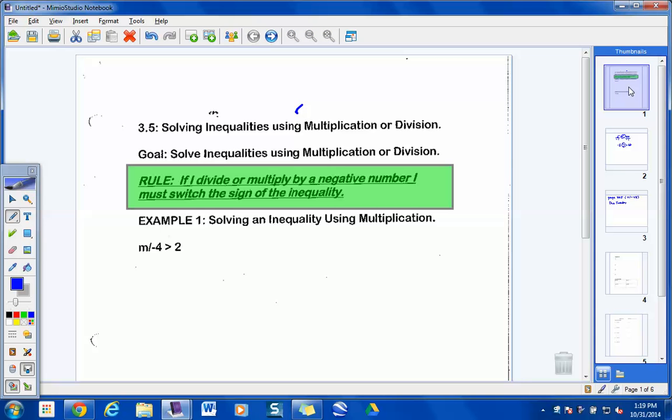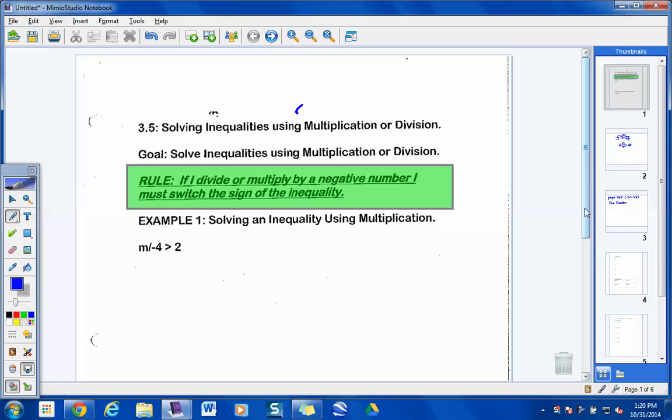Now I want you to hear some of the things I say very carefully today. It's about the process of multiplying or dividing by a negative. You will run into problems where you have a negative number in there, but you don't switch the sign, okay? So understand that this rule is about the process of dividing or multiplying by a negative number, not just if a negative shows up. So let's look at some examples and see if we can figure this out.